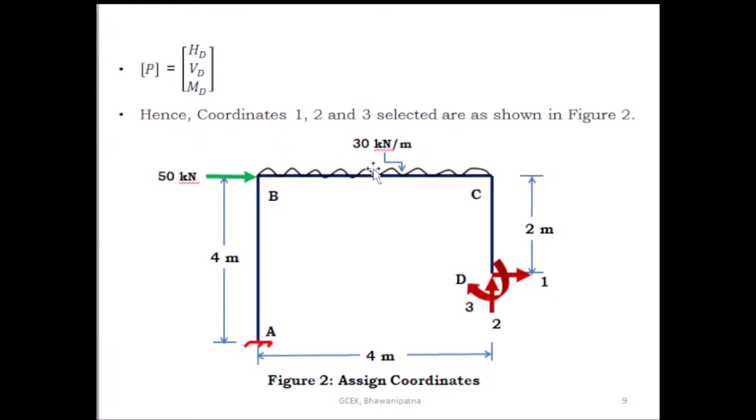Then what do you have to do? You have to assign the coordinates along these 3 redundant forces. Hence coordinates 1, 2 and 3 are selected as shown in figure 2. This is the horizontal force HD, this is the vertical direction VD, and this is the moment at D, MD. So this is the first coordinate, this is the second coordinate, the vertical direction, and this is the third coordinate, the moment at D. These are the three coordinate directions.